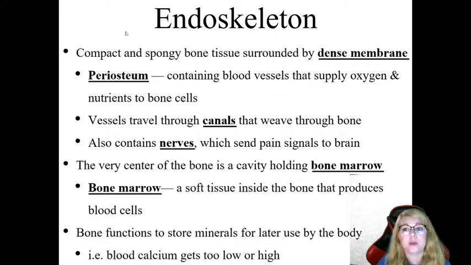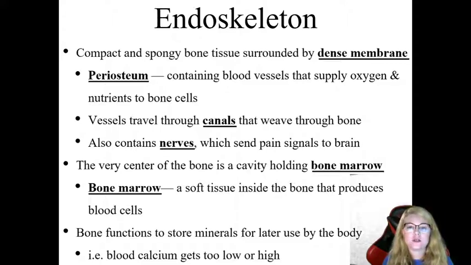Now, compact and spongy bone tissue are surrounded by a very dense membrane around the whole bone. That dense membrane is called the periosteum, and it contains blood vessels that supply the oxygen and nutrients that your bone cells need. So remember, bones are alive. It's easy to think of them as a dead material because they're hard, but they're very much alive. They contain those three types of cells, and just like any other cell in the body, you're going to need oxygen and nutrients to keep those cells alive. That's what the periosteum provides.